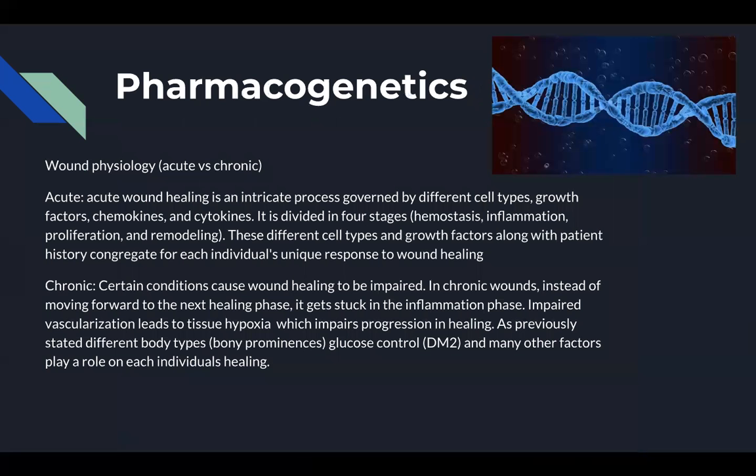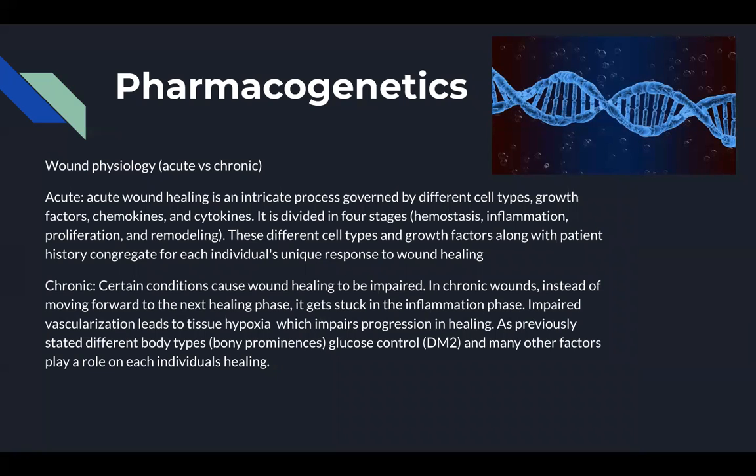And so we're going to talk about some pharmacogenetics here. So wound physiology, there's acute versus chronic. In acute wound healing, it's an intricate process, as stated previously by Maggie and Francis. There are the 4 stages. And then these different cell types and growth factors, along with patient history, congregate for each individual's unique response to wound healing.